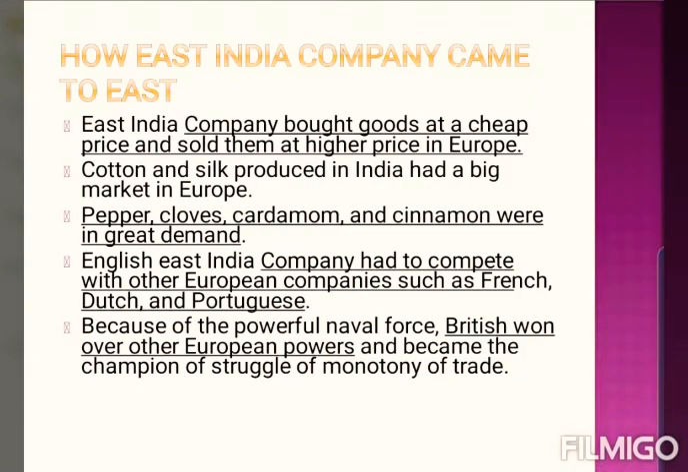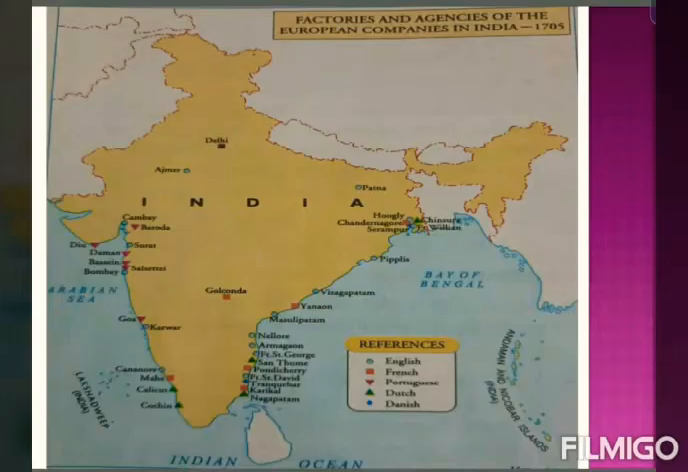Now let's see how East India Company came to our country. Not only East India Company but many other traders look upon India for trade. At that time, India had a huge market of cotton and silk in Europe. The main competitors of East India Company were other European companies such as French, Dutch and Portuguese. Because of the powerful naval force, British won over the other European powers.